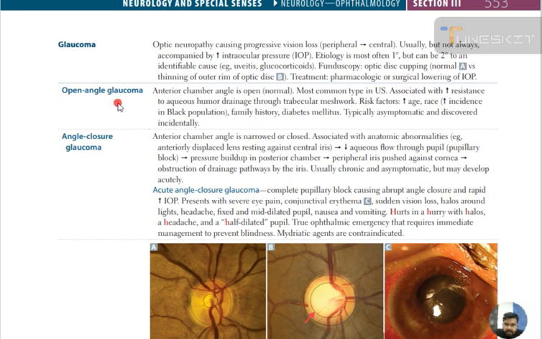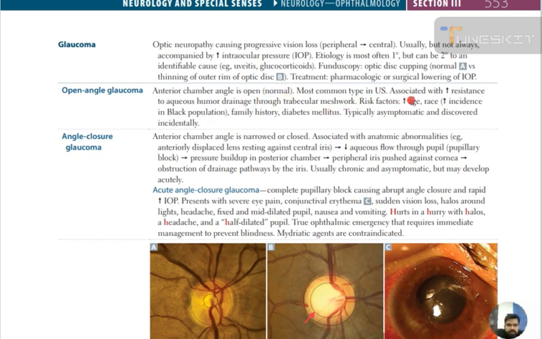So open angle glaucoma: the anterior chamber angle is open. In this glaucoma, the anterior chamber angle is open. That's why it is called open angle glaucoma. Most common type in the US, associated with increased resistance to aqueous humor drainage through the trabecular meshwork. So the angle is open, but there is resistance to outflow.